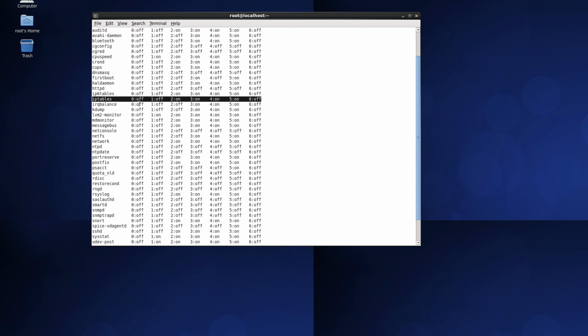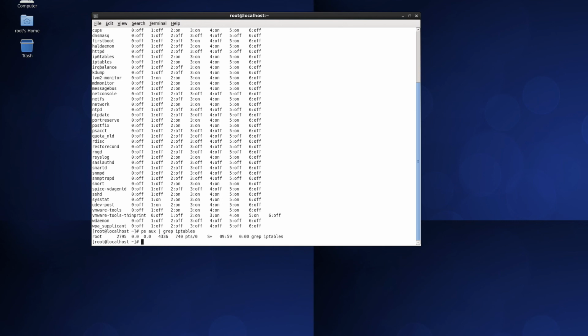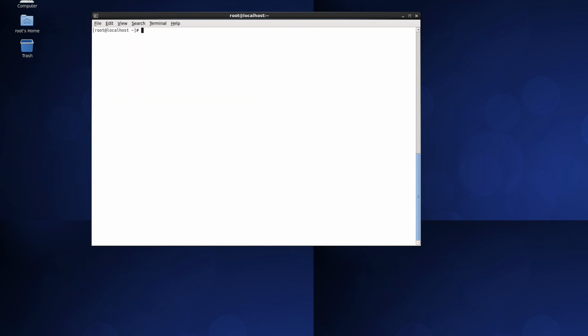Notice it's off for run levels 0, 1, and 6. So when the computer goes into run level 6 to restart, or 0 to turn the computer off, it makes sense that it would turn off the firewall, right? But when we go into run level 2, which is rare, 3, which is common, 4, which doesn't really exist for us, and run level 5, it turns it on. See this? If I look for the iptables command, it doesn't show up as an actual running process, but just trust me, iptables is running. I'll show you this as an example in a second.